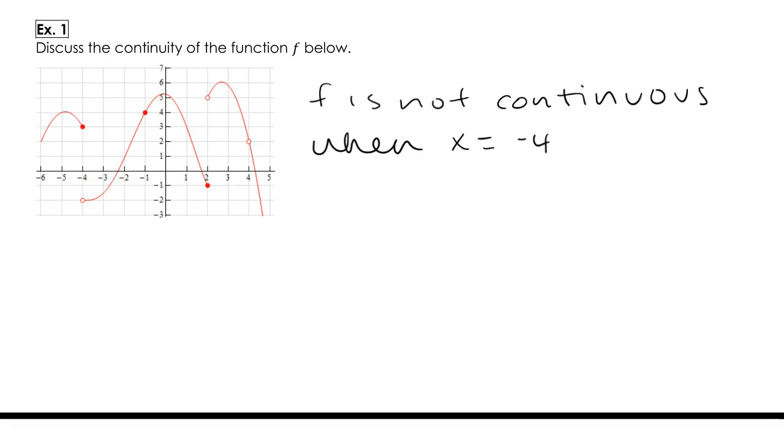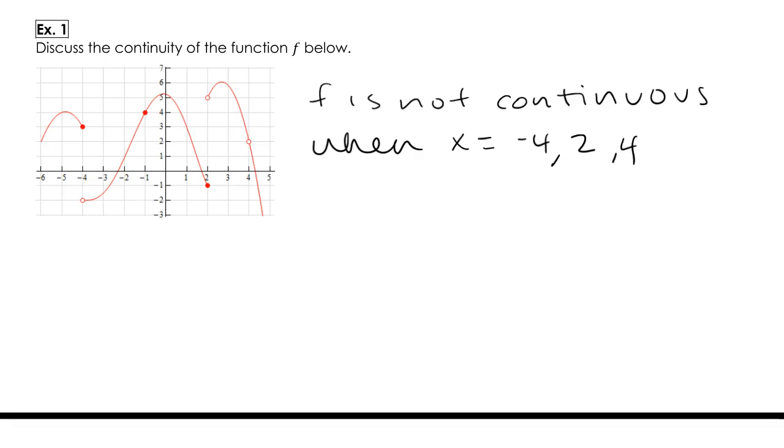You keep driving along. You get to 2. To continue on, you have to pick your pencil up. So we also have the function not continuous at x equals 2. Keep driving along, so pick up at 2. And do you see this hole right here? We have a hole at 4. So we have f is not continuous at -4, 2, and 4.